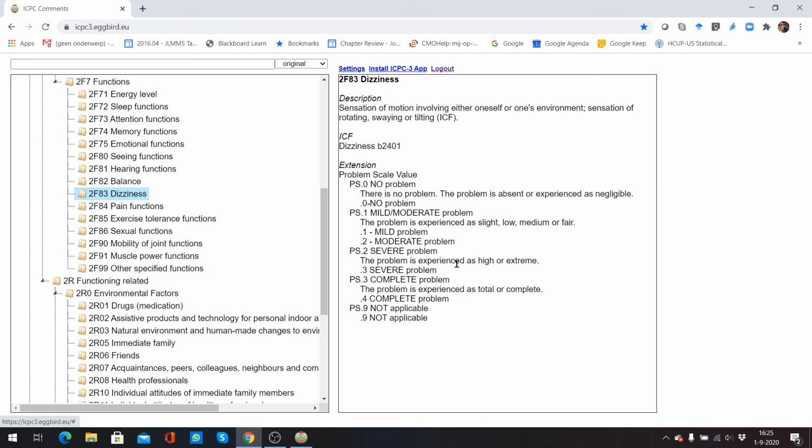So you can read much of the explanation in the right side of the screen.